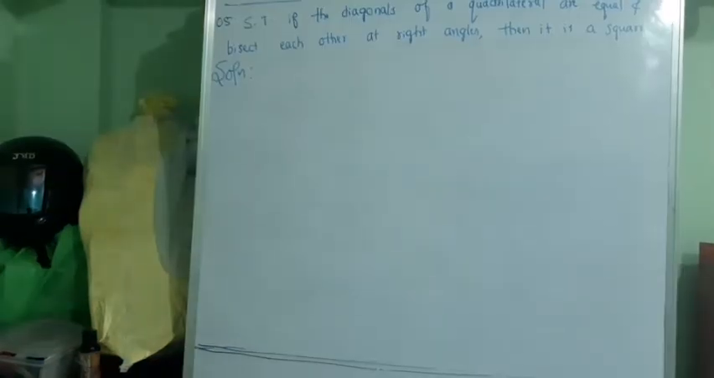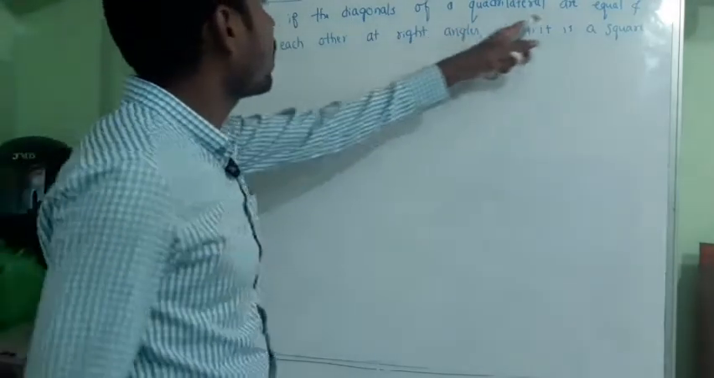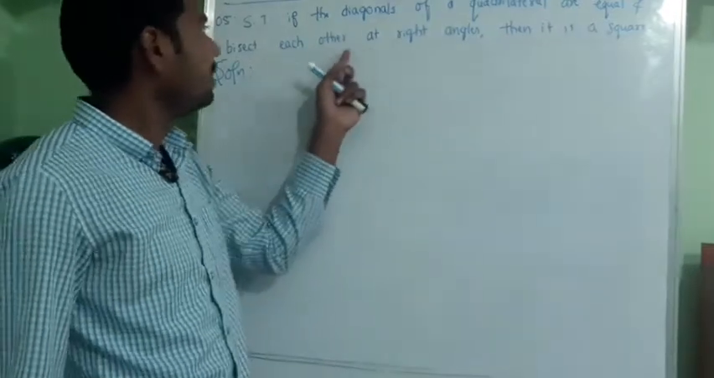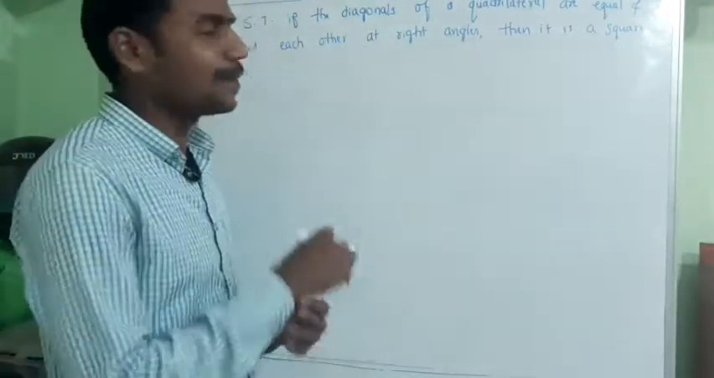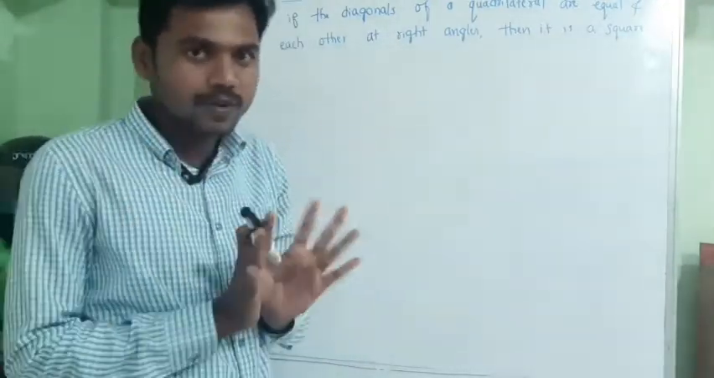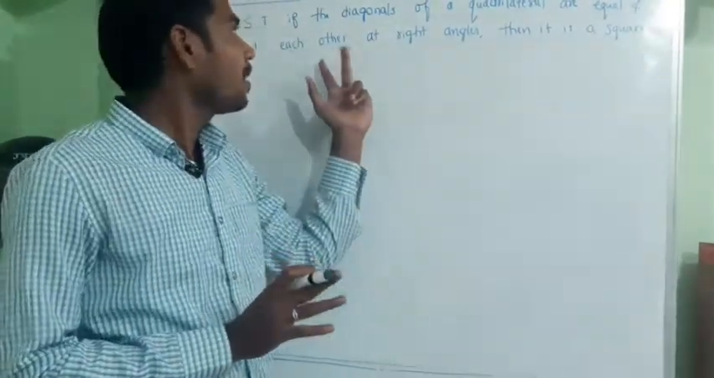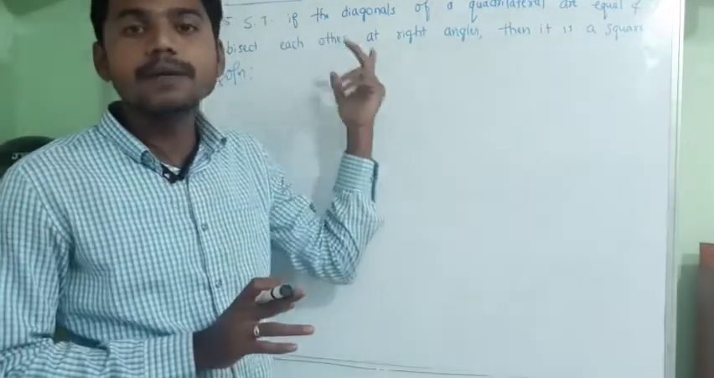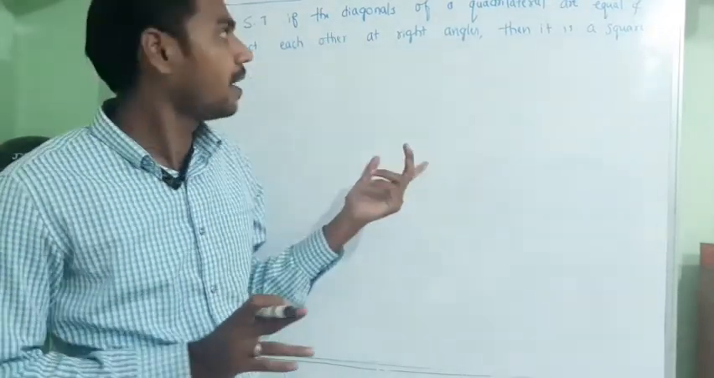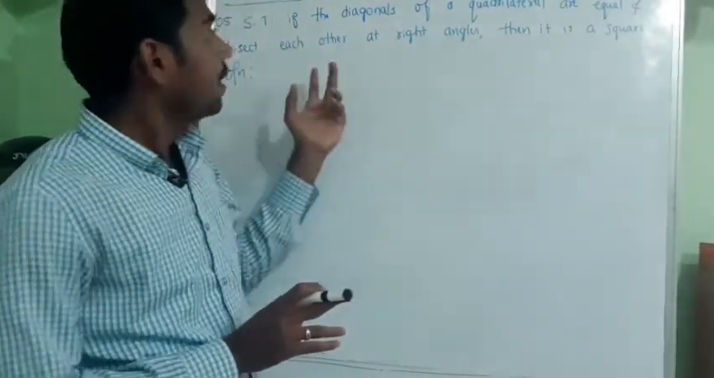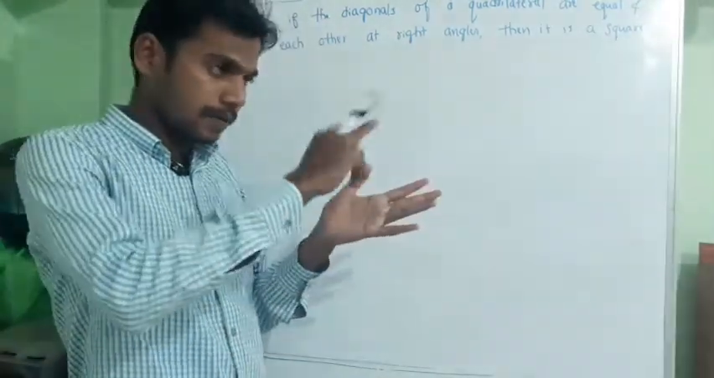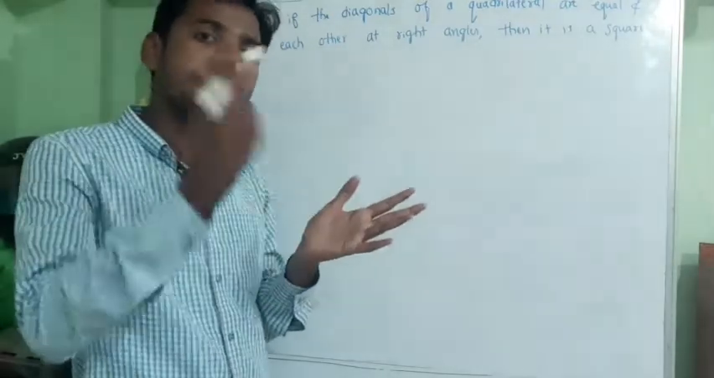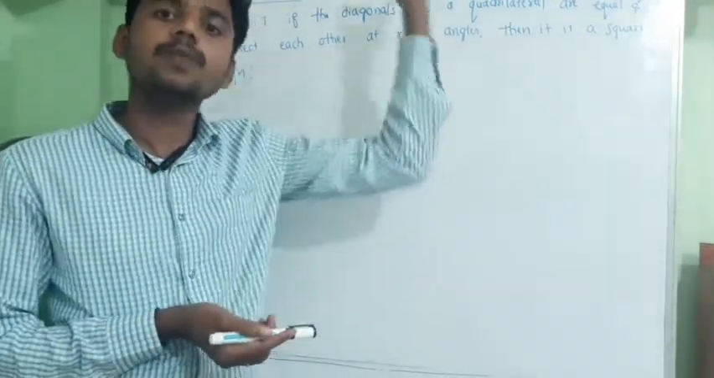Next, fifth question. Show that if the diagonals of a quadrilateral are equal and bisect each other at right angles, then it is a square. So earlier they stated a quadrilateral as a square, and they asked us to show the diagonals are equal and they bisect each other at right angles. Now what have they given? They have given there is a quadrilateral. In that quadrilateral, the two diagonals are equal and they bisect each other at right angles. We need to prove it as a square.